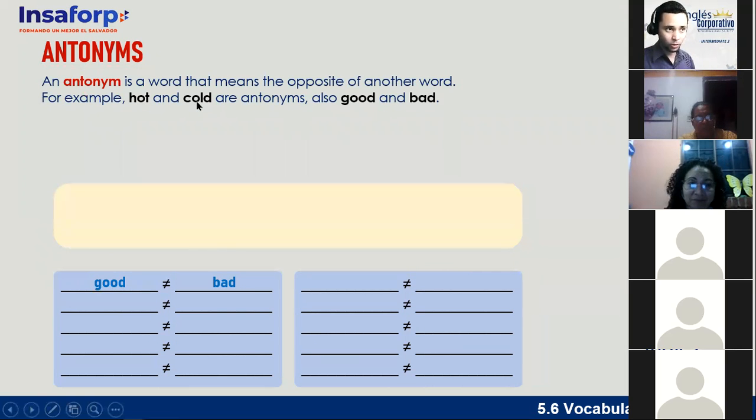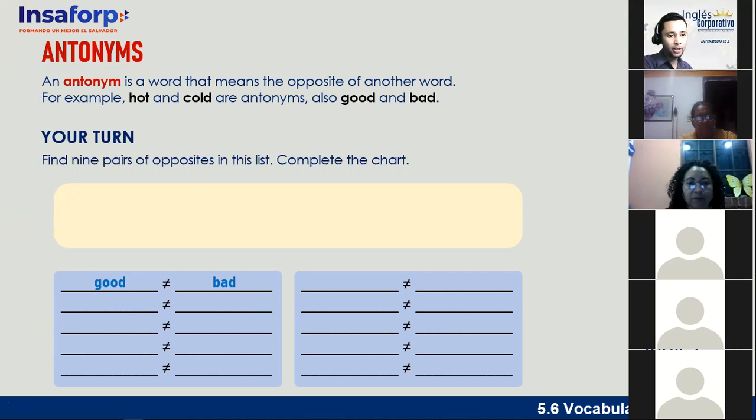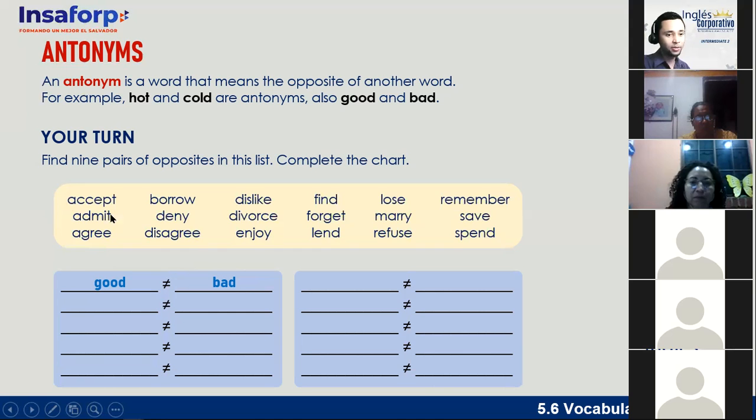For example, hot and cold are antonyms. Good and bad are antonyms. So what are we going to do? Take a look. Your turn. Find 9 pairs of opposites in this list. Complete the chart. For example, you have good. The opposite or the antonym is bad. And you have the words accept, admit, agree, borrow, deny, disagree, dislike, divorce, enjoy, find, forget, lend, lose, marry, refuse, remember, save, and spend.